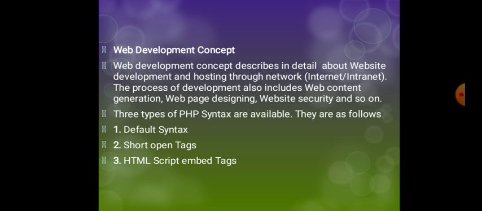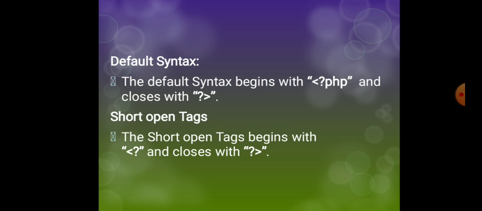Web development concept. Web development concept describes in detail website development and hosting through a network. The process of development also includes web content generation, web page designing, website security, and so on. Three types of PHP syntax are available. They are as follows: default syntax, short open tags, HTML script embedded tags. The default syntax begins with an angular bracket and question mark followed by php, and closes with a question mark and angular bracket.